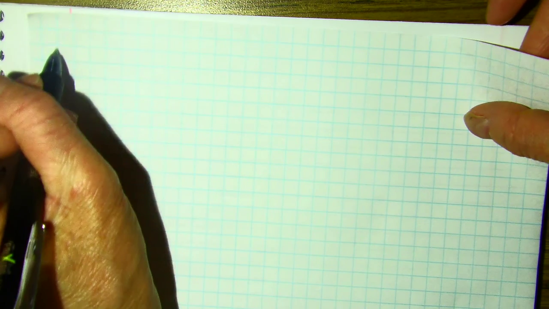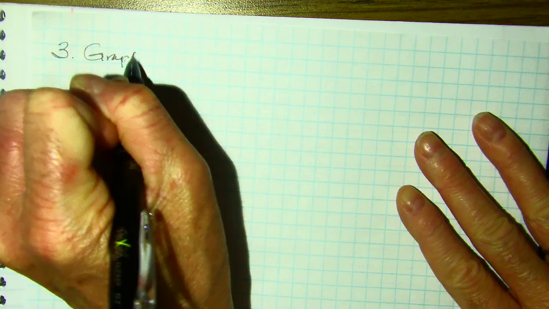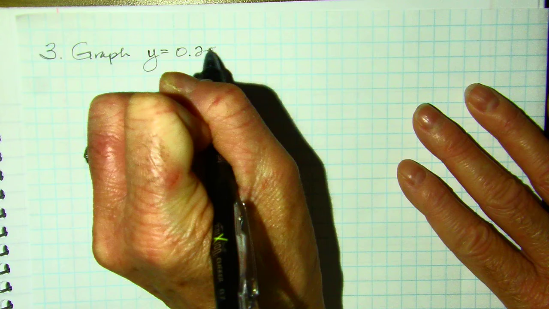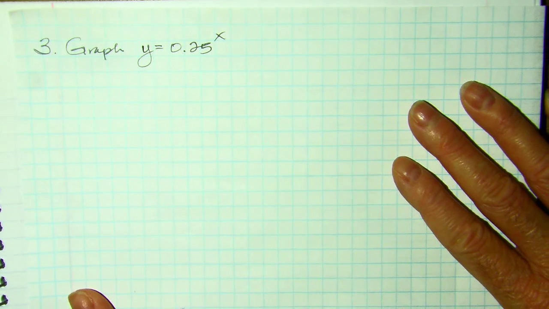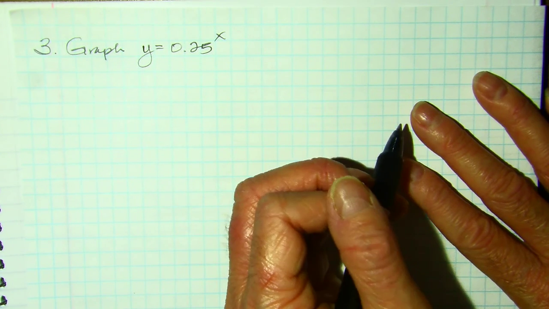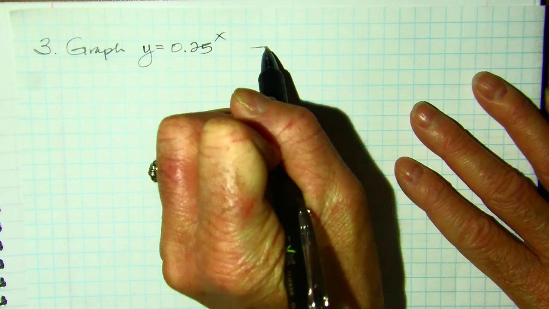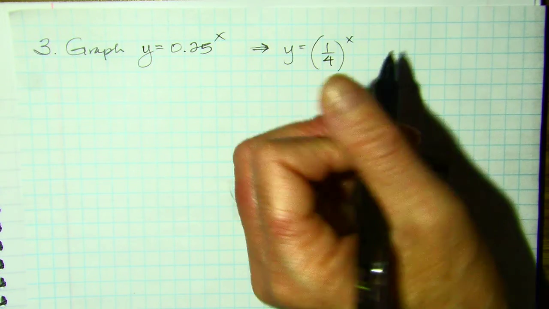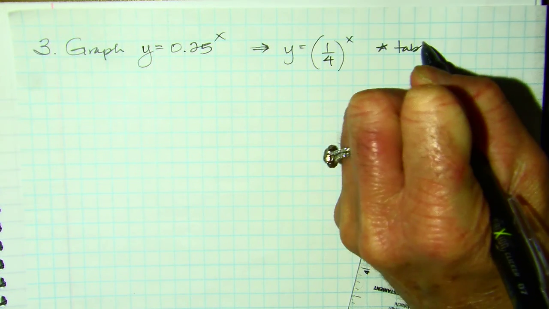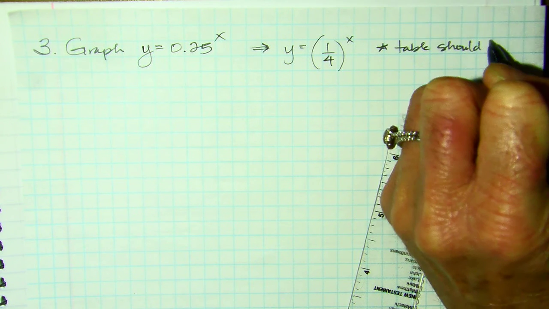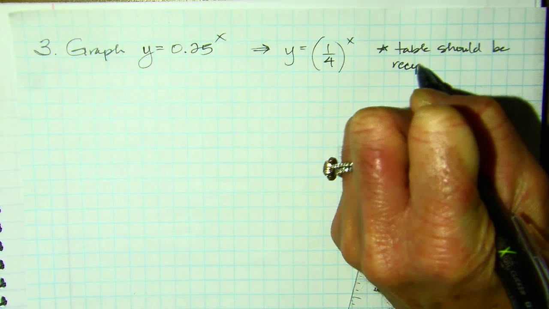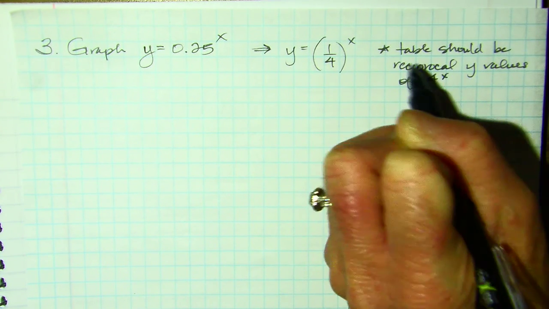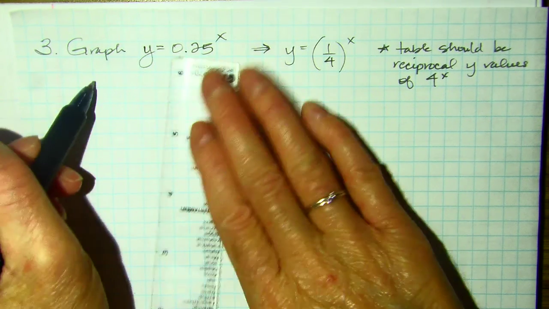example 3 for today. Graph y equals 0.25 to the x. Now I'm going to rewrite this so that it has a fractional base. It makes more sense to me. So 0.25 is the same as y equals 1/4 to the x. And so my table should be the reciprocal y values of 4 to the x. Okay, if that helps when you build this.